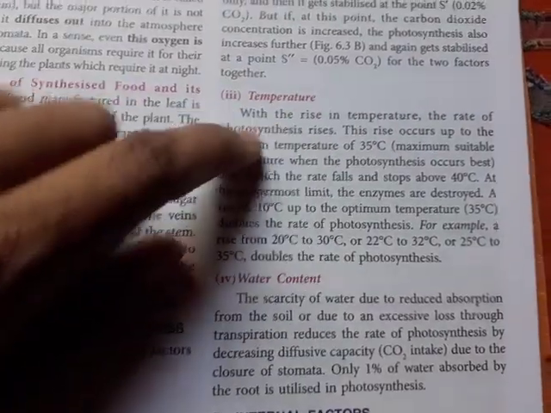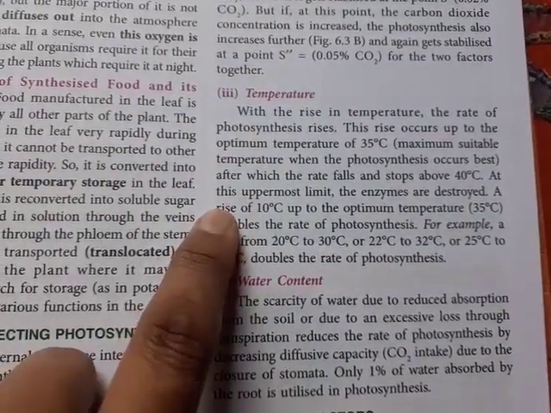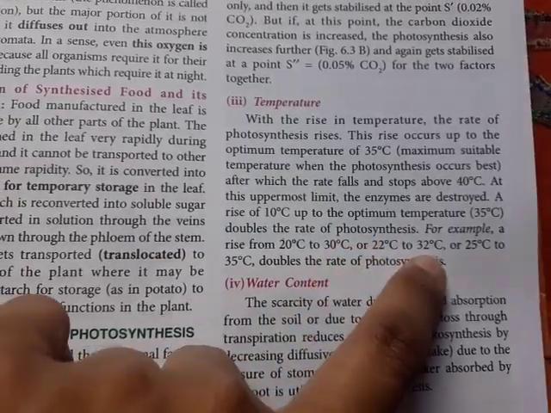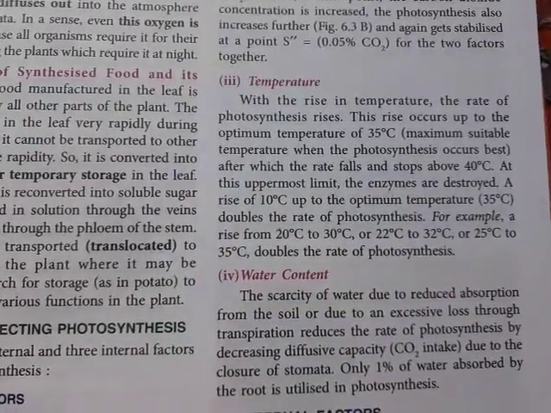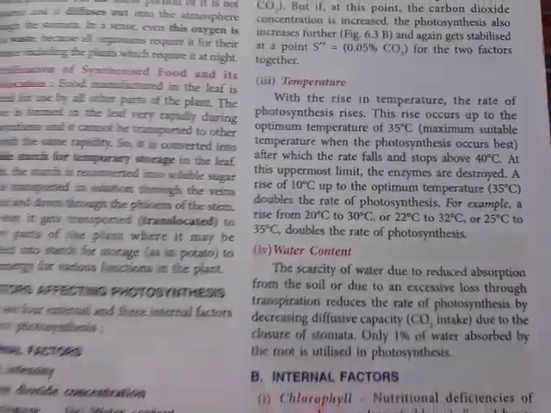After 40 it stops. Then we can say whenever there is a rise of 10 degrees Celsius, like 20 to 30, 22 to 32, 25 to 35, this will double the rate of photosynthesis. Then water content, we can say.